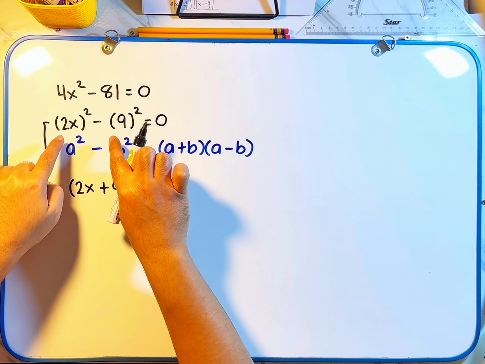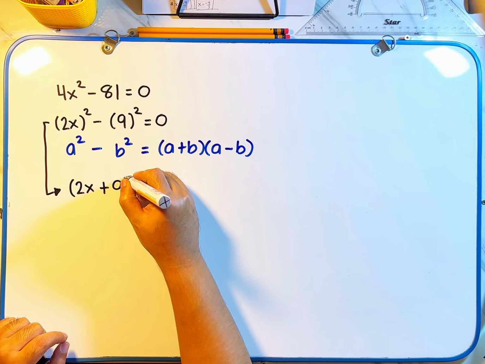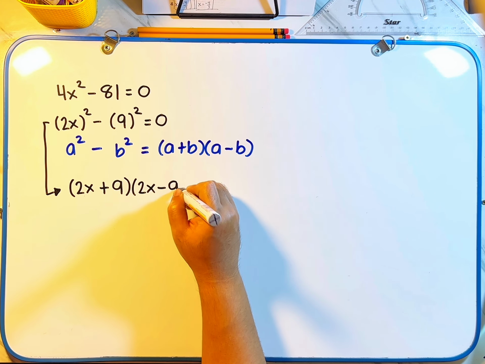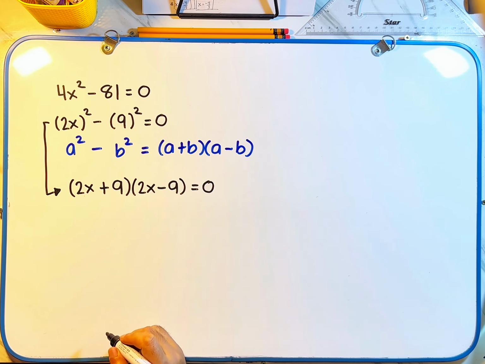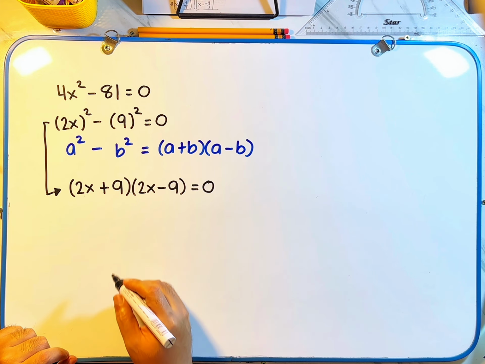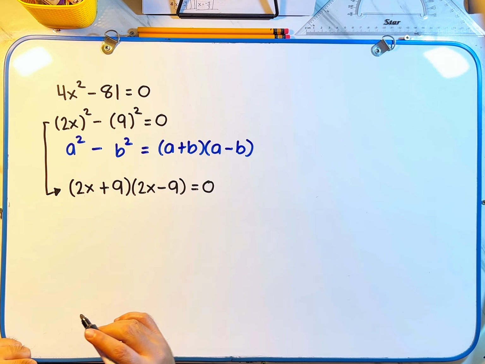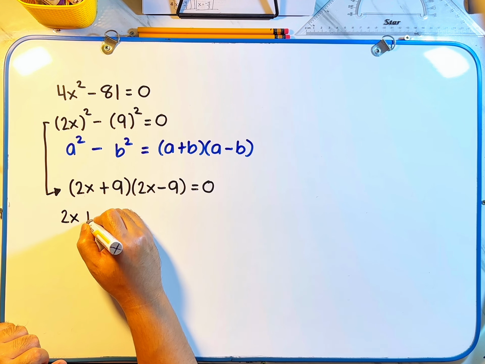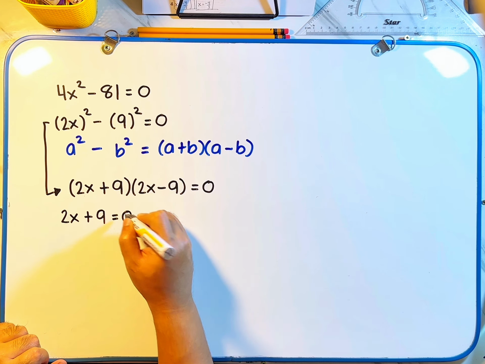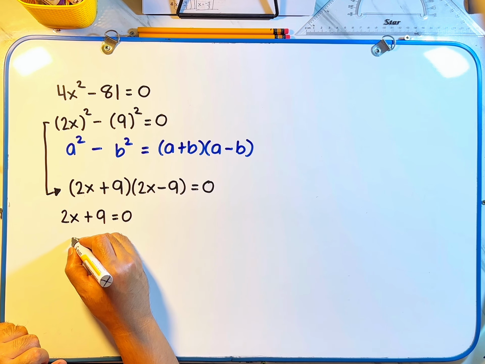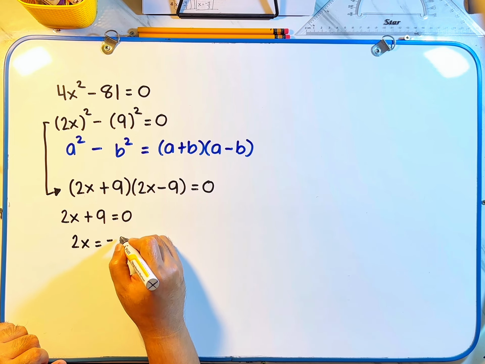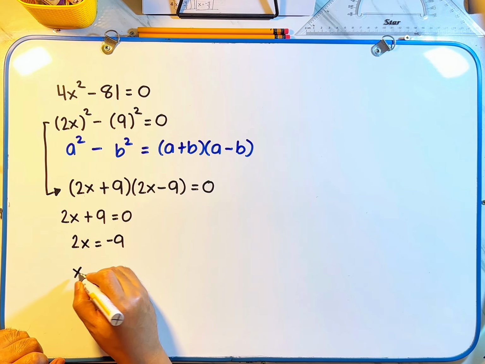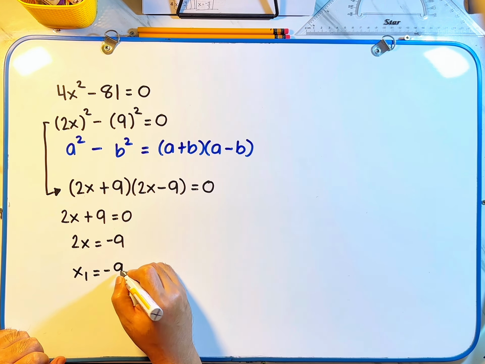So a plus b, and then times a minus b. So (2x + 9)(2x - 9), and then equate to 0. Applying the zero product property, we will equate both of these factors to 0. Let's begin with 2x plus 9. Equate to 0 and then solve for x. Transpose 9 to the other side. 2x equals negative 9. And then if we divide both sides by positive 2, x1 is equal to negative 9 over 2.